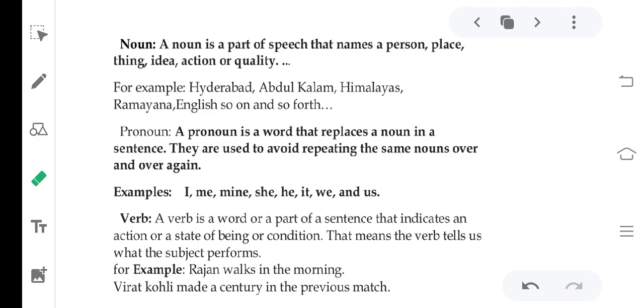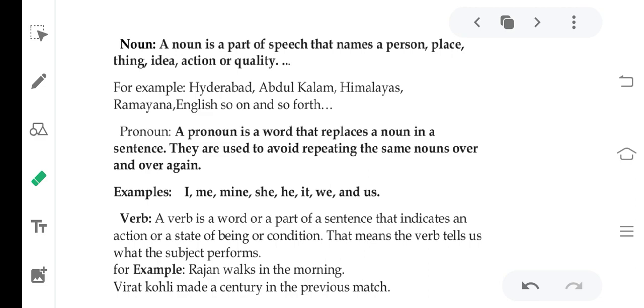Commonly we use pronouns in our speech. They are I, we, you, he, she, it, they, us, mine, themselves, yourself, ours, like this. Now let's discuss verb. What is a verb? A verb is a word or a part of a sentence that indicates an action or a state of being or condition. That means the verb tells us what the subject performs.